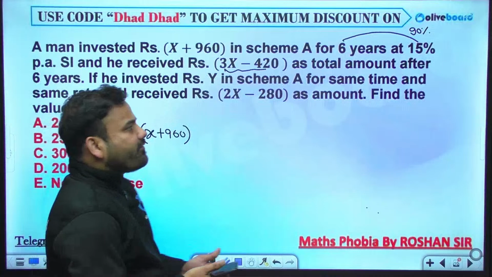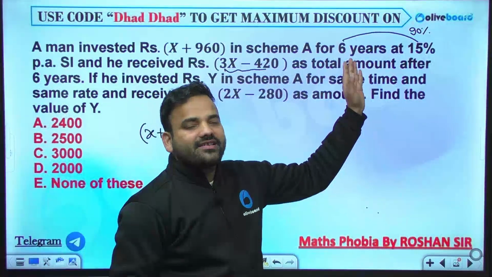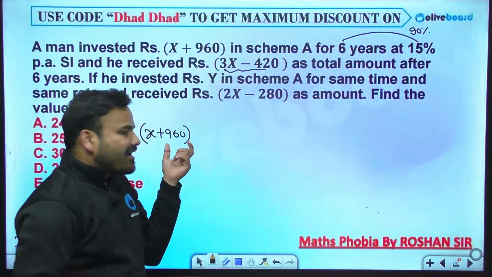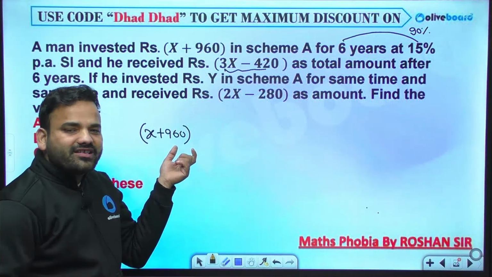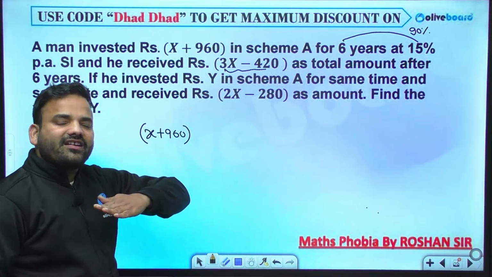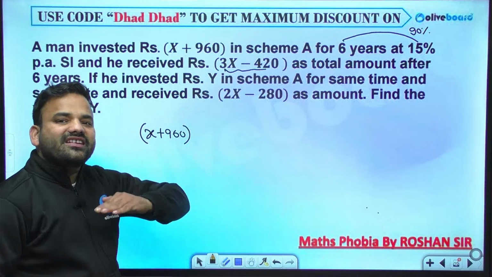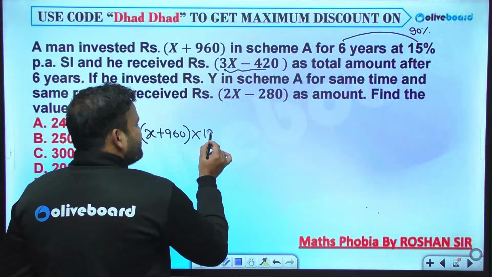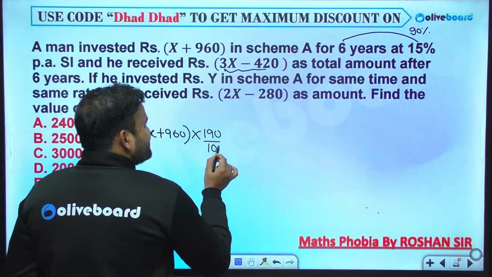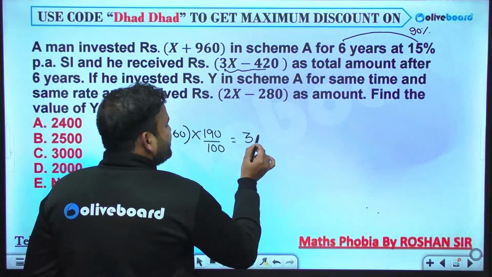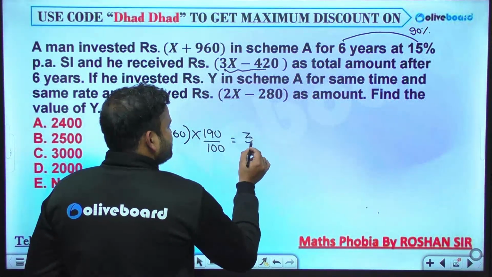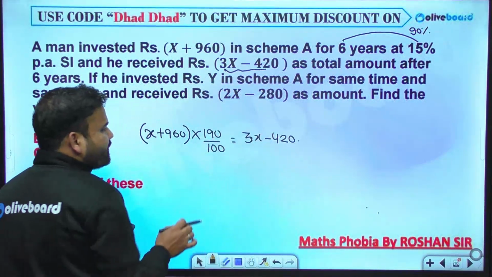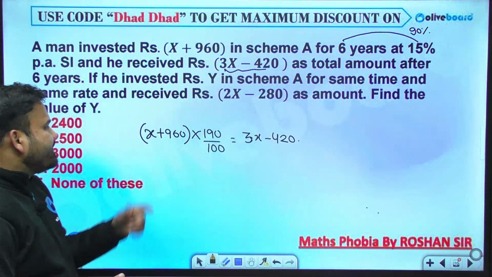And in a tenure of 6 years, if 15% is given, 15 times of 6 is 90%. So if you are calculating 90% of this value, that will be interest. Principal itself is 100%. 90% is the interest. That means the amount has to be 190%. It means 190% of this will be the amount, which is equal to 3x minus 420. So we can be able to calculate the value of x from here. X is single variable, right?